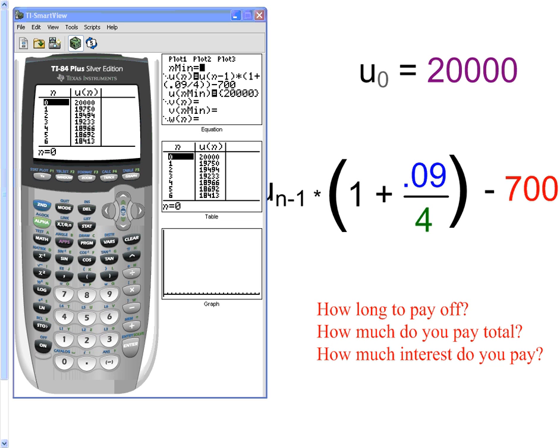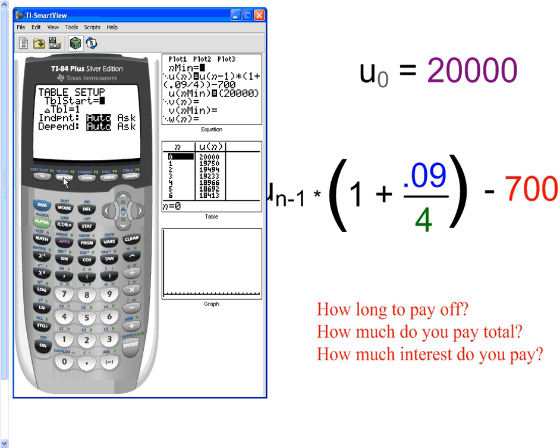Somebody find for me about where you get your loan paid off. Yes. All right, it's around 46-ish. So I'm going to go to table settings and go to the 46th spot. I'm going to go to 45th spot. And then go to the table.